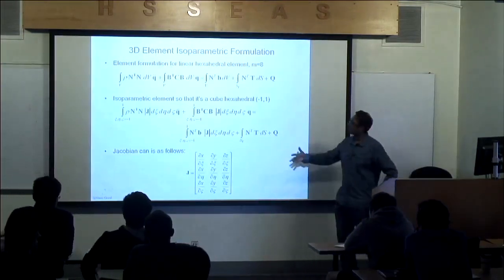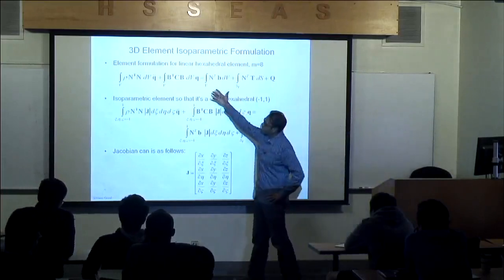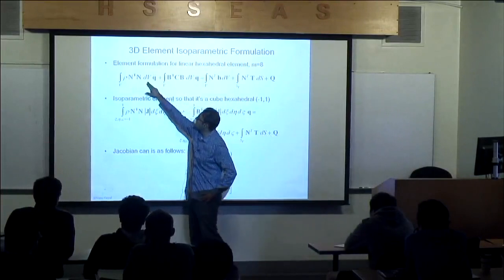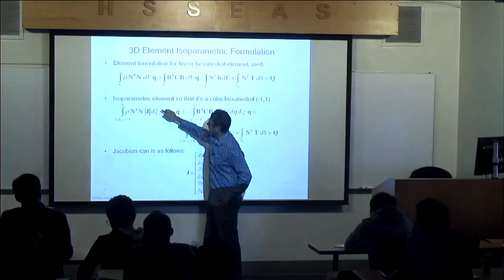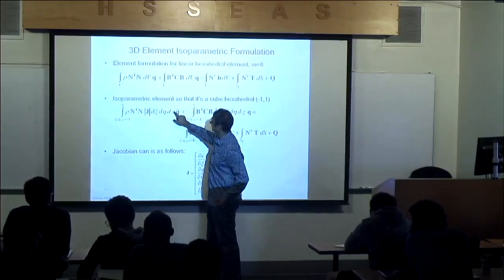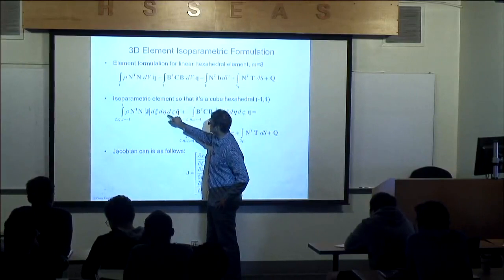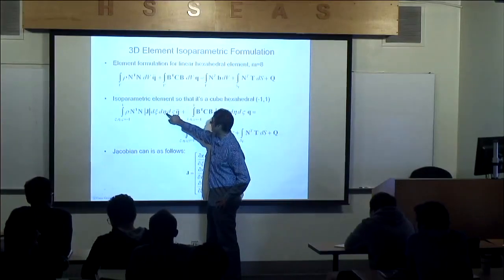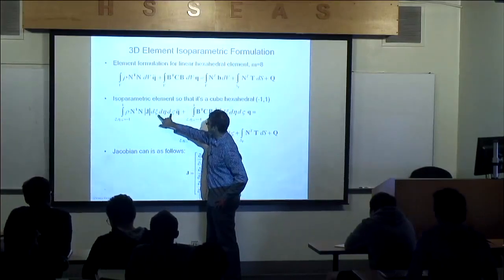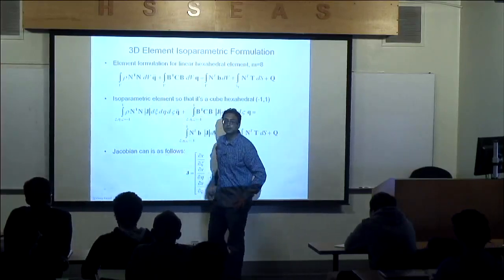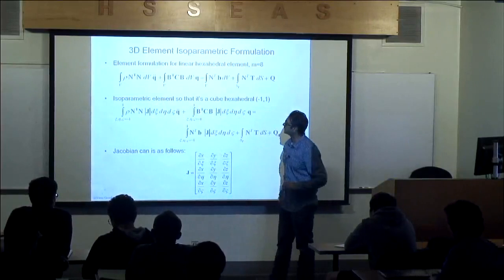So I'm ready to now apply a parametric formulation. What I really want to do is convert dV to d xi d eta d zeta. So it's d xi d eta d zeta. And so then I have this dV, and then I have the determinant of the Jacobian. So I can turn that volume into that.